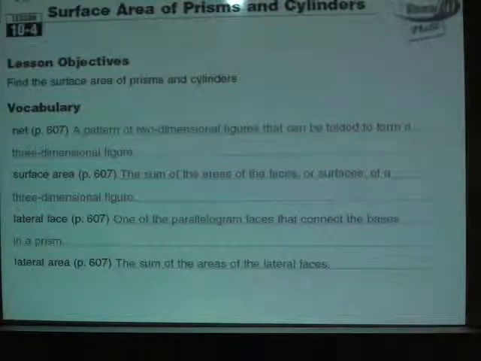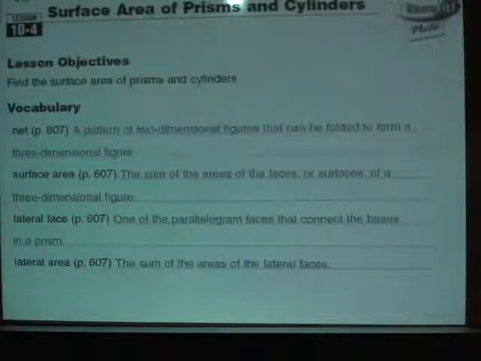So once I identify the bases in the prism, remember the bases are the things there's going to be 2 of. So if we're talking about a triangular prism, the 2 triangles are my bases. And then you've got all these rectangles that are probably going to go around to connect those triangles. Those rectangles are the lateral faces.